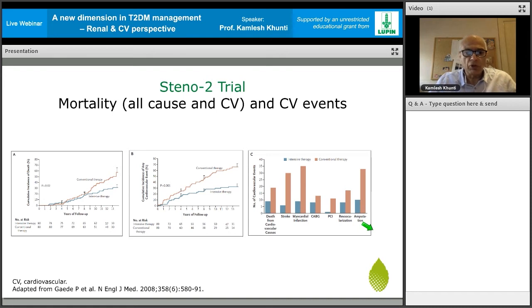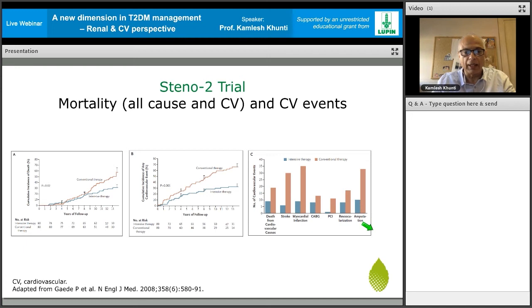This is the STENO-2 trial. All of you know this well. This is looking at mortality, all-cause and cardiovascular events. And again, we see that multifactorial intervention, this is intensive therapy, this is conventional therapy, gives you a reduction in cardiovascular events and mortality as well.